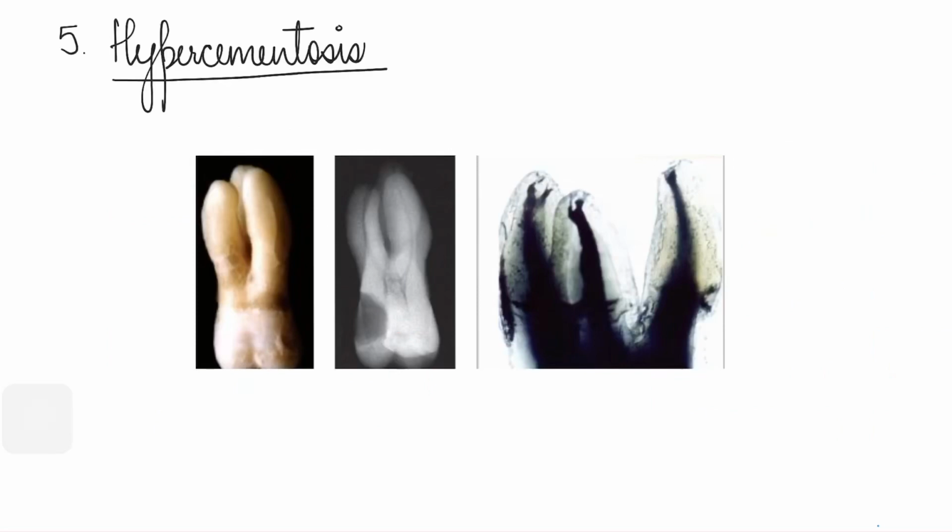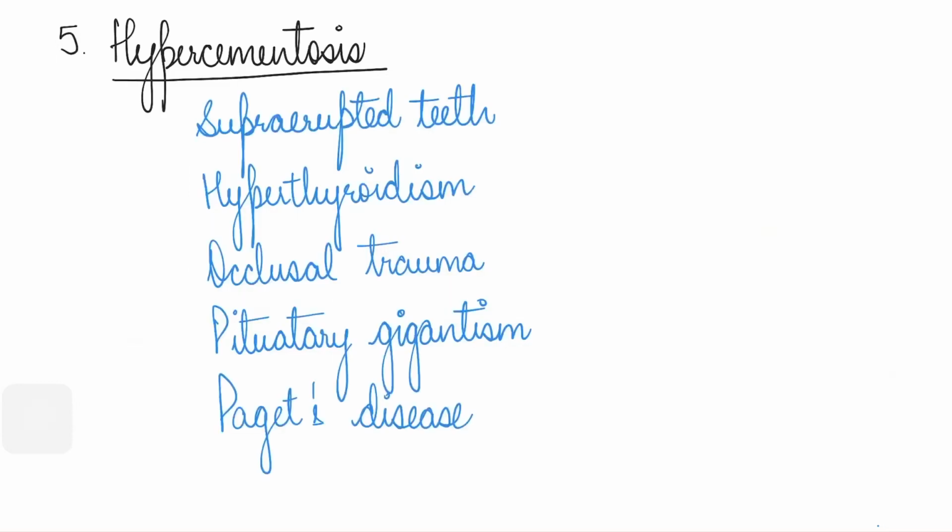The next feature we are talking about is hypercementosis. You can see this in an extracted tooth also or in the radiograph. These are the pictures showing how the tooth looks. There is excessive deposition of cementum on the tooth and it is present in certain diseases. Just have a look at the list here. Deposition of cementum is a physiologic process and it is also seen in some pathologies. In the physiologic process, it is seen with the supraerupted teeth or in the teeth that have occlusal trauma. And if we talk about the diseases, it is associated with hyperthyroidism, pituitary gigantism, and Paget's disease.